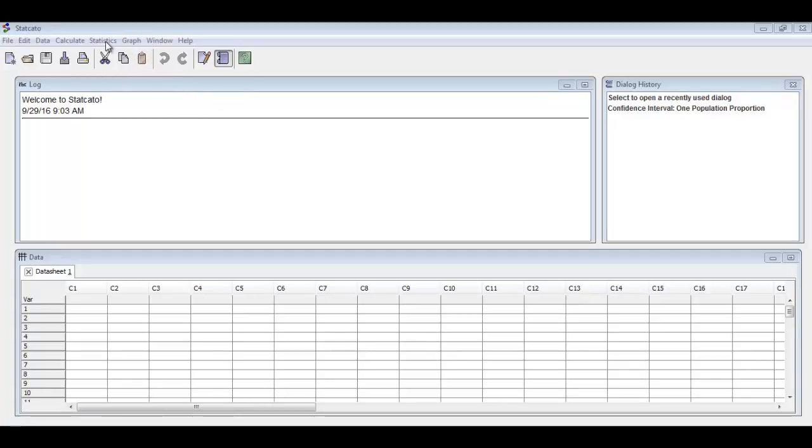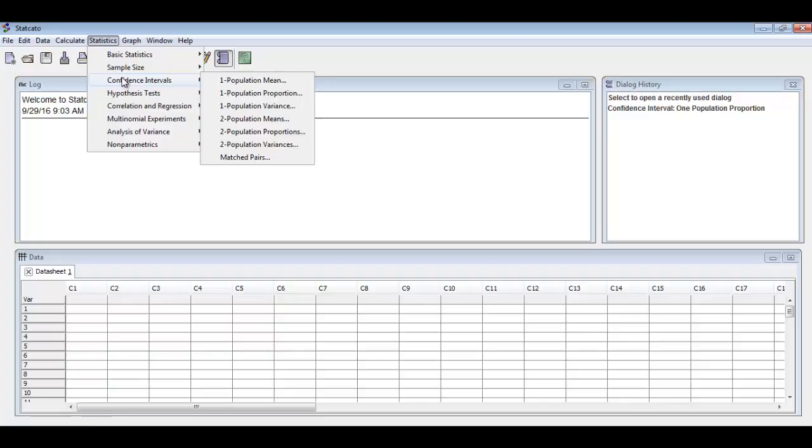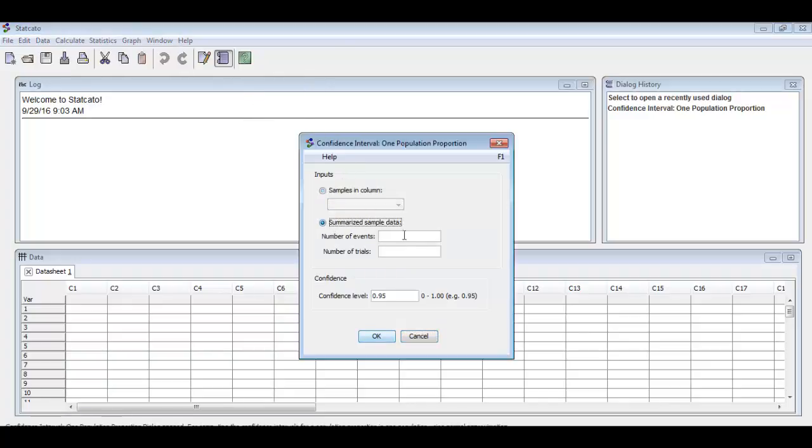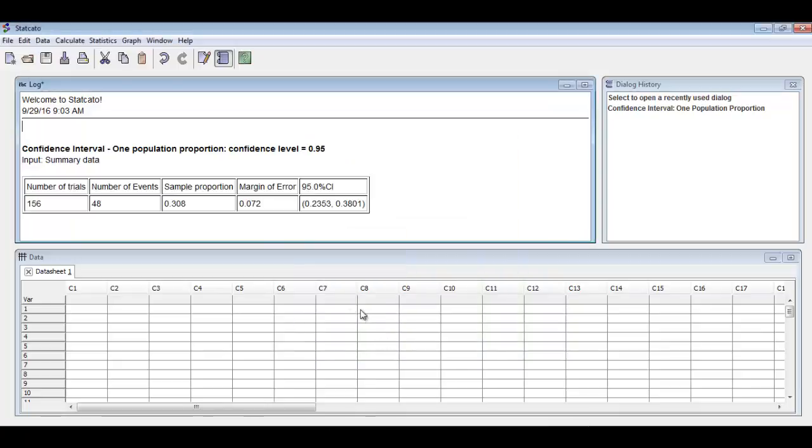If you want to calculate a confidence interval in StatCato, you will go to Statistics, Confidence Interval, 1 Population Proportion, and if we do 48 over 156, confidence level 0.95, that gives us our sample proportion 30.8%, our margin of error, and our confidence interval right here.